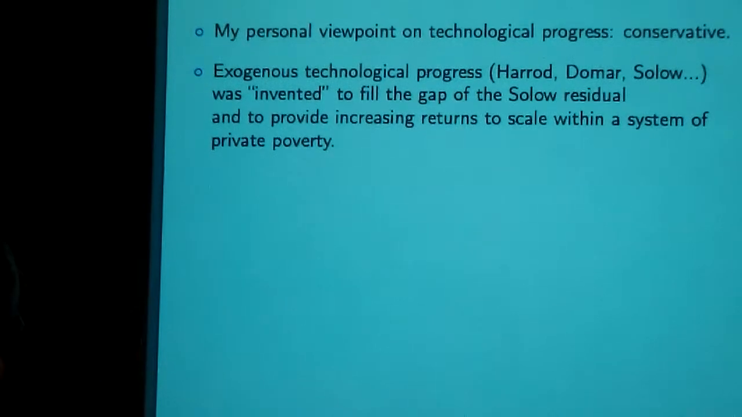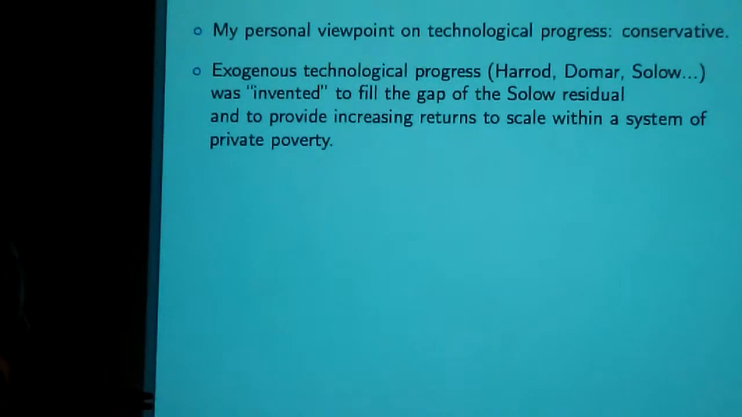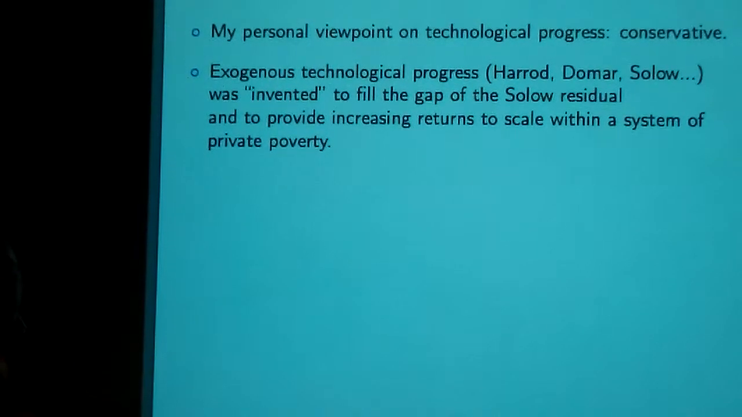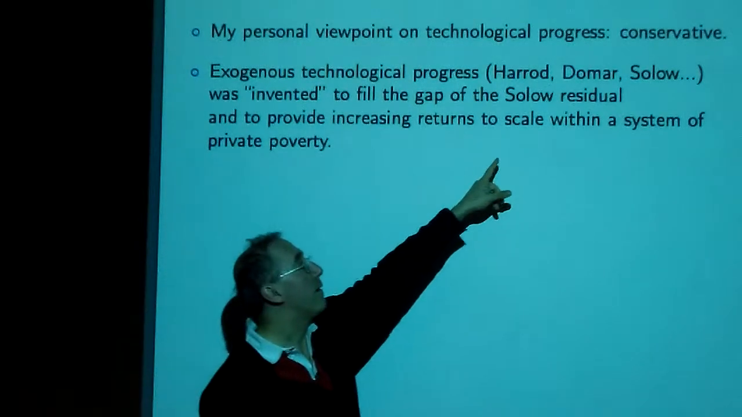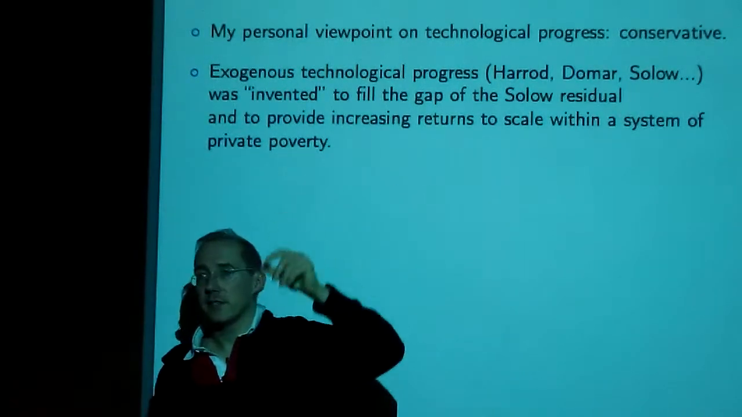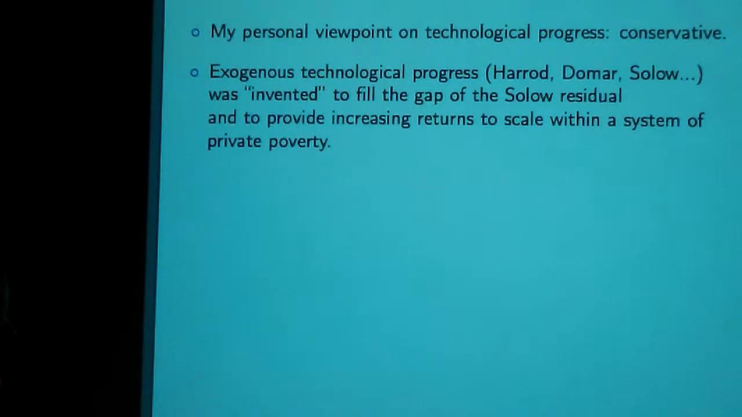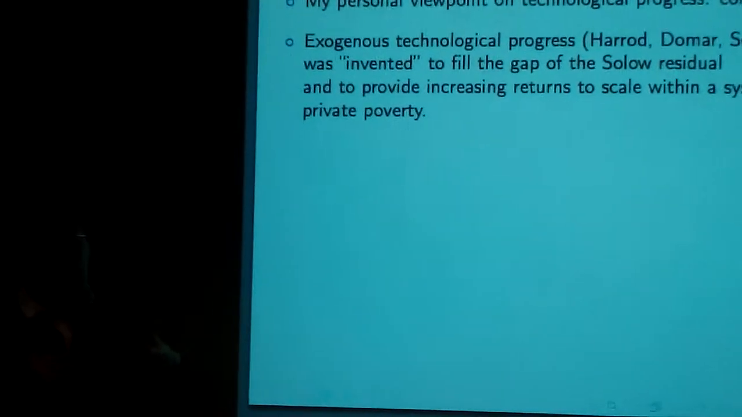If you try to check whether the standard growth model works, you will find that it fails to explain two thirds of growth, 60% at least. When people realized this in the 50s and 60s, they said, okay, let's call this residual technical progress, and then we have it. Of course, technical progress is just a word to explain what economists can't explain, also called manna from heaven.